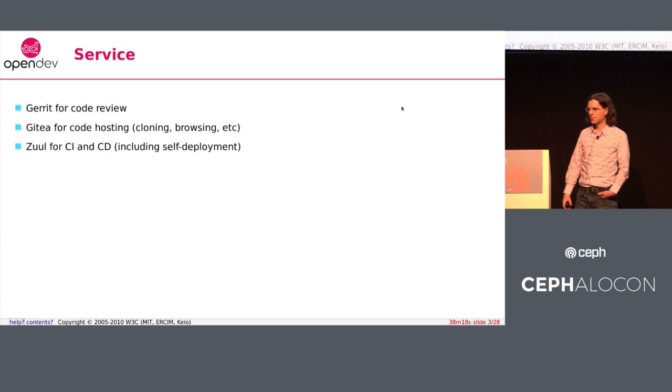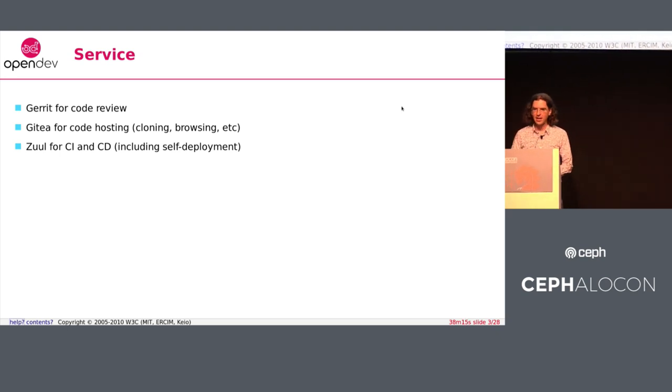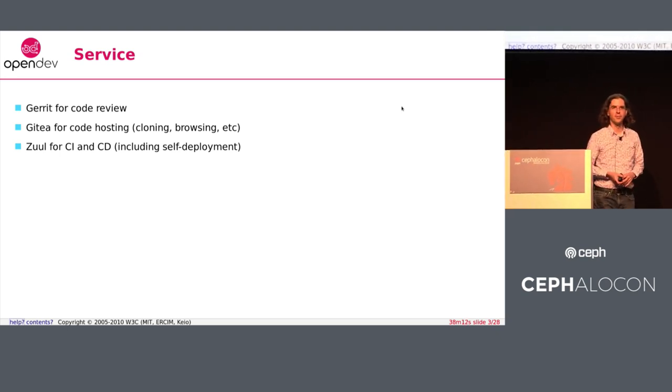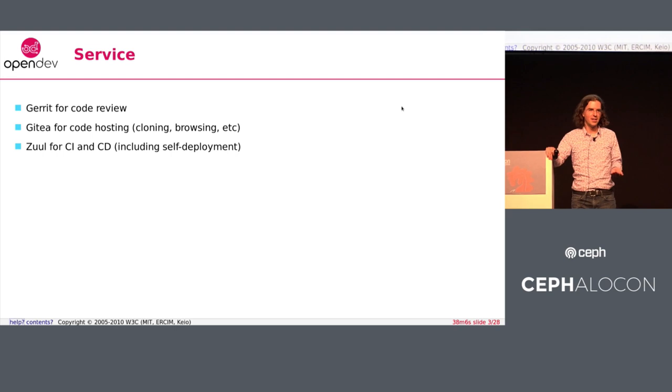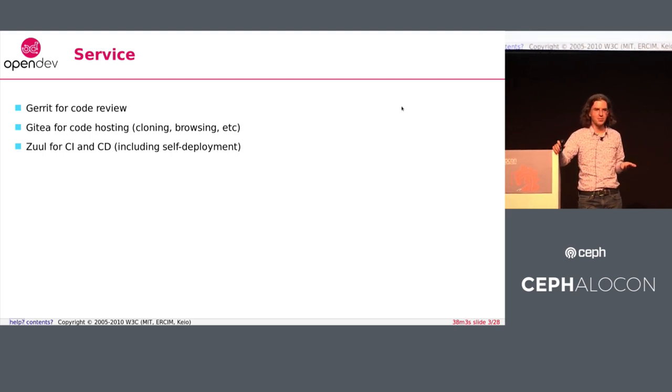So the OpenDev service is centered around Gerrit for code review. Instead of using GitHub or GitLab or any of the other popular code review systems, we use Gerrit. That's also something, incidentally, that the Chromium project uses and Android and several other large open source projects. That's the main interface that developers have when they're developing on the project. That's where they push up their changes, where they review changes from other developers. We use a system called Zuul for continuous integration and continuous deployment. That's also something that we developed for OpenStack and is gaining more widespread use.